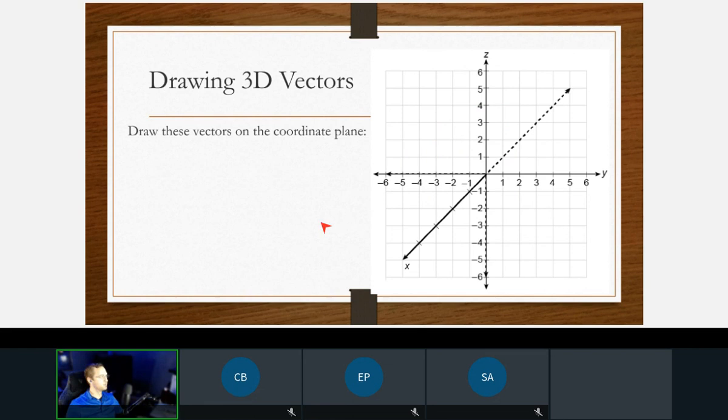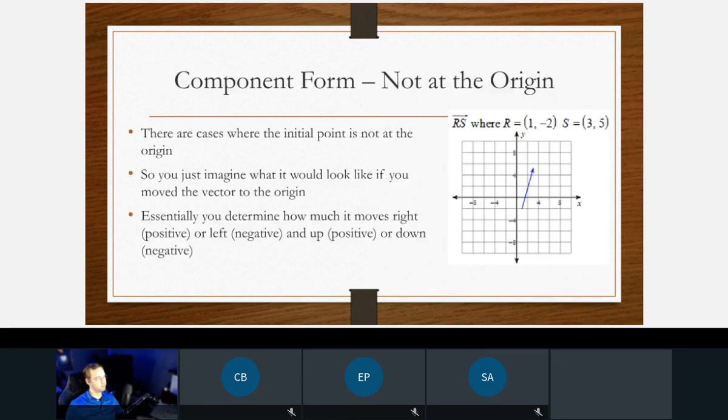Draw 3. Okay, we'll skip this part. Okay, now to the fun stuff. Component form. So you're sometimes given a vector that does not originate at the origin. When that happens, that tells us that vector is not in component form. So again, to be in component form, it has to originate at the origin. So your initial point must be at 0, 0.